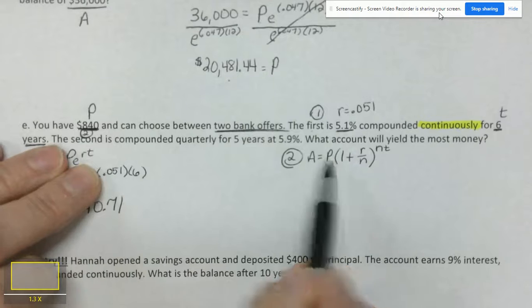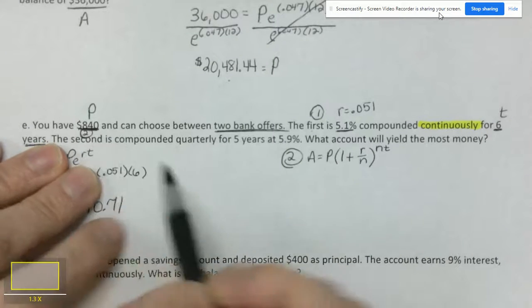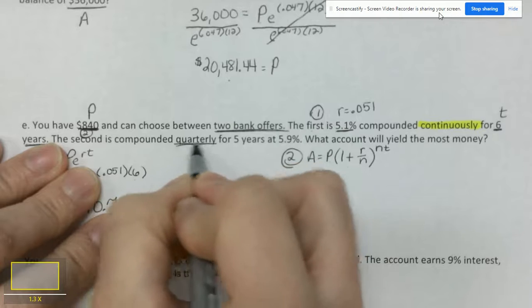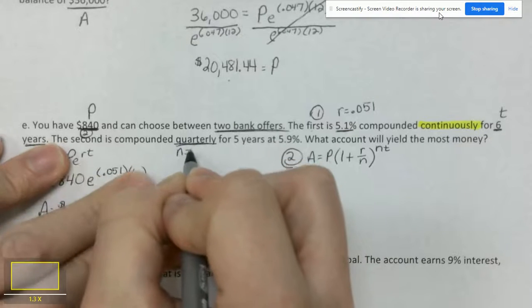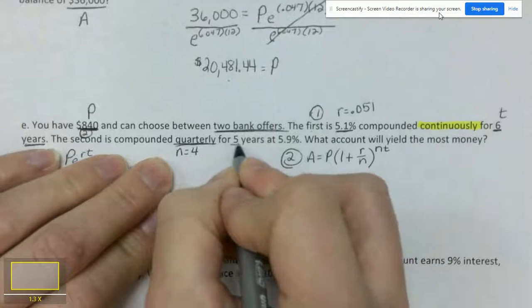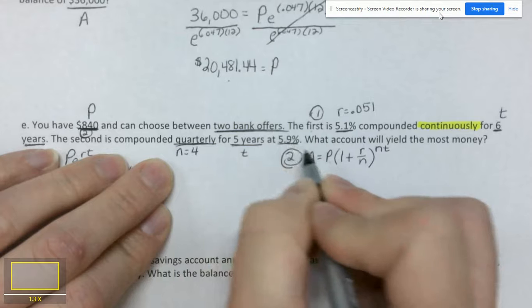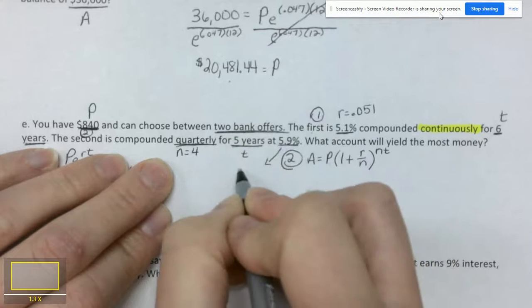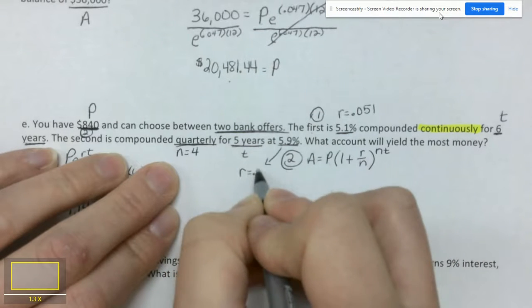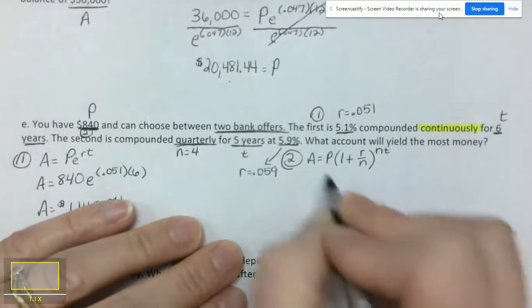Okay, now let's look at the second one and mark what we know. Your initial investment of $840 is still going to be the same for the second one. The second is compounded quarterly. Okay, quarterly, that's your N, and there's 4 quarters to a year, so your N is 4. 5 years, that's your T, and then 5.9%, I'm going to bring that down here. That's your rate, which is going to be 0.059.